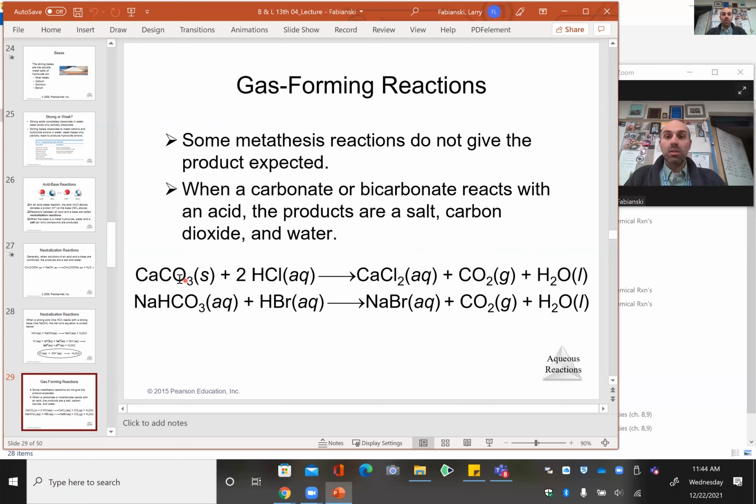But in turn, we do have an acid and a base that would form a salt and a water, but it also releases carbon dioxide. So we have this bubbling effect. Same thing here: sodium bicarbonate reacting with hydrobromic acid gives us sodium bromide, water, and our gaseous CO2.